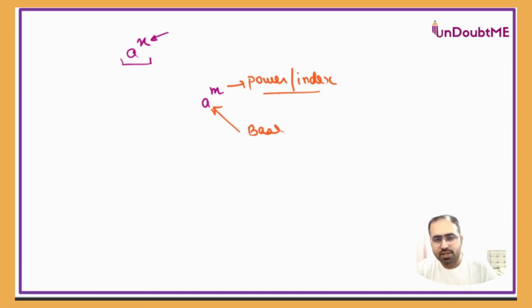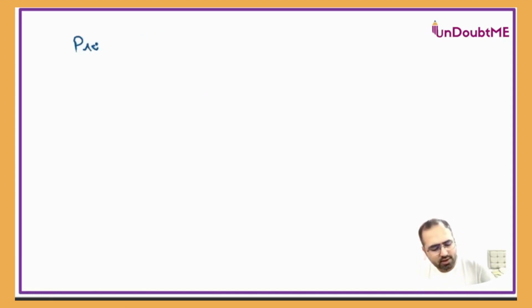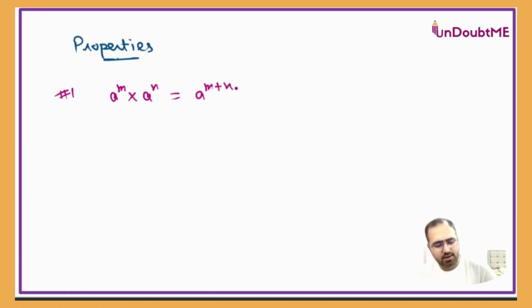Now, in order to solve questions on these types of numbers, we should know the properties. So we'll deal with the properties, and in the questions we'll apply them and understand what and how we have to apply these properties. So the first one is a to the power m times a to the power n is equal to a to the power m plus n.